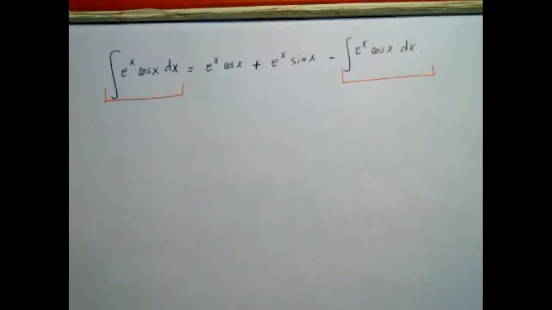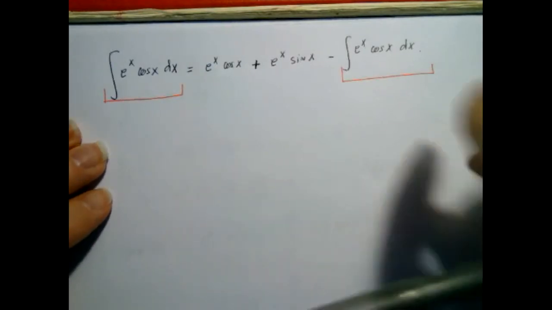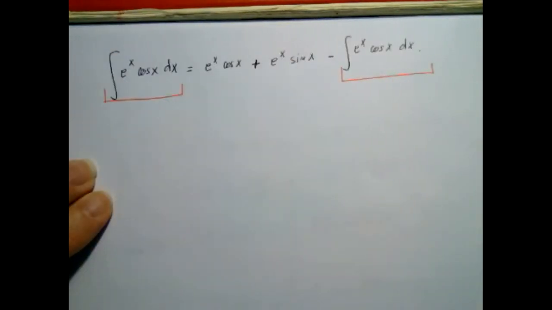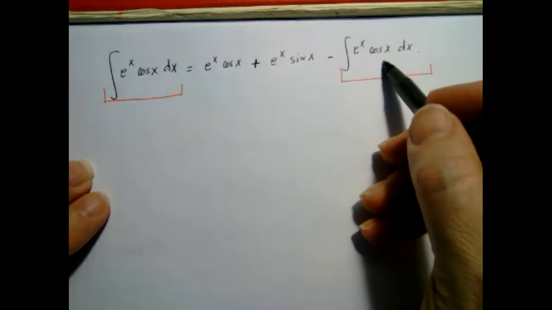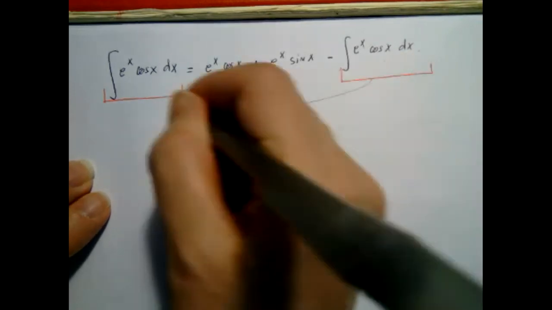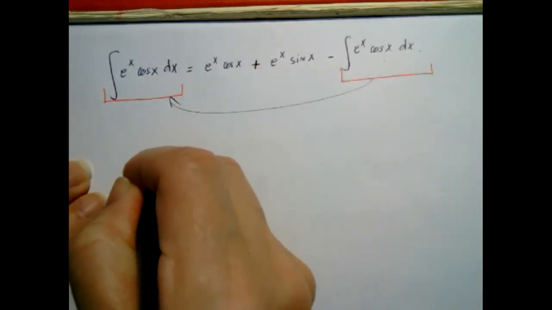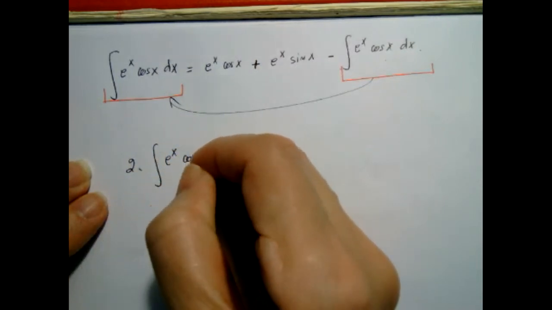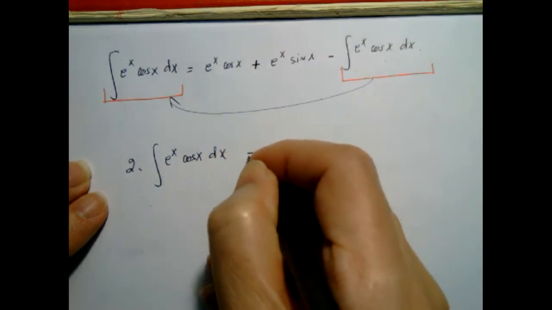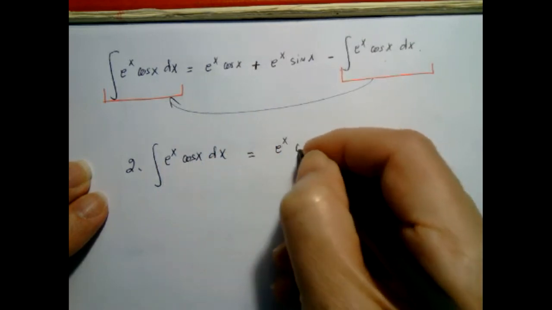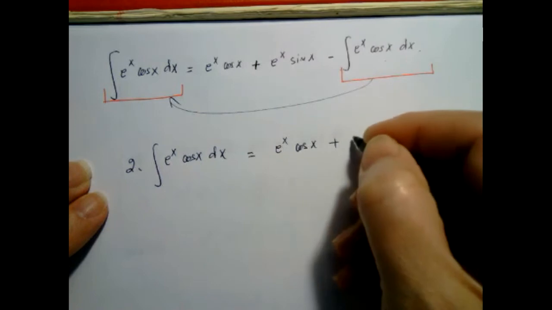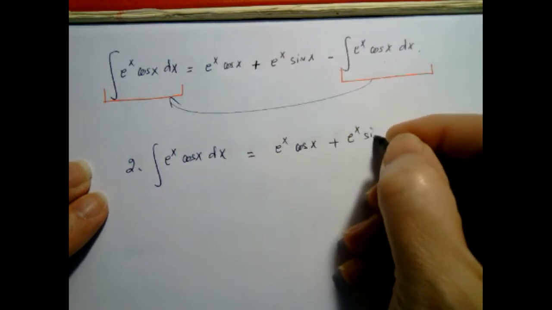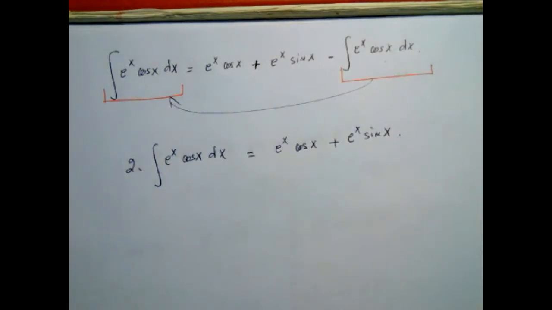Okay, so now we're going to basically, as your classmate said, take this and move it there. And that's what's going to get us off the loop. It means I'm going to add the integral of e^x cosine x. So I'm going to move this here and I will have 2 times this integral. So this is how we get out. That's the only way we can do this problem. Equal e^x cosine x plus e^x sine x. That's how we get out of the loop.